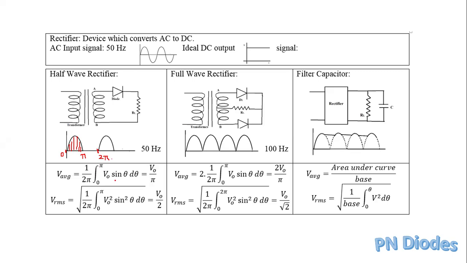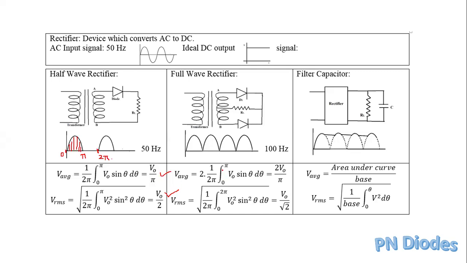If I want to calculate the average of your marks, I will add all 5 subject marks to get the total, and then divide by 5. Here, adding is something like integration, right? So you are integrating the area under this curve from 0 to pi, and then you divide by the base, which is the time period, 2 pi. Do this math and you should get V naught by pi. Similarly, if you do it for VRMS, it will be V naught by 2.